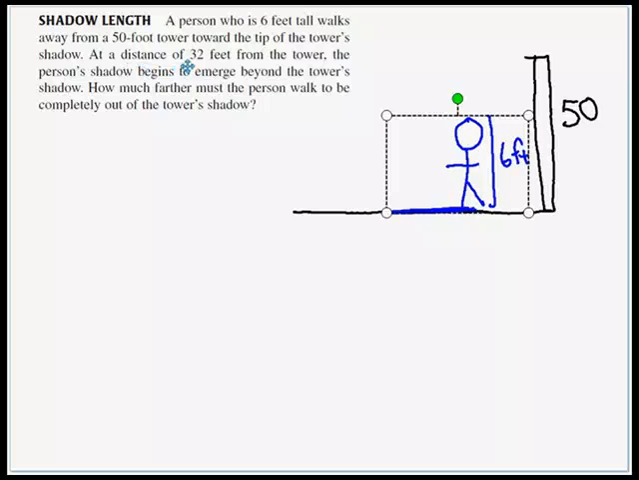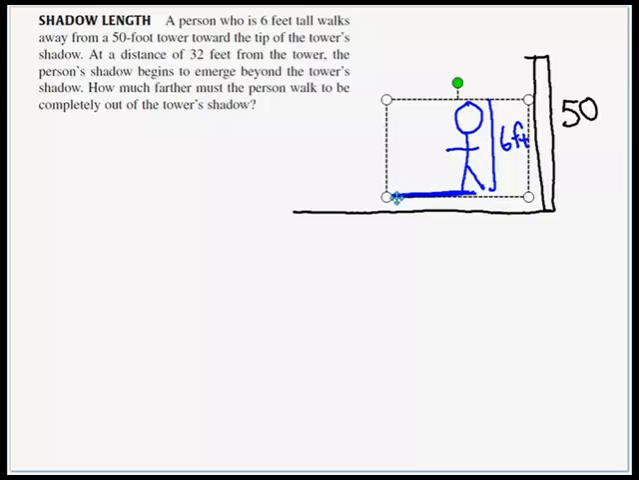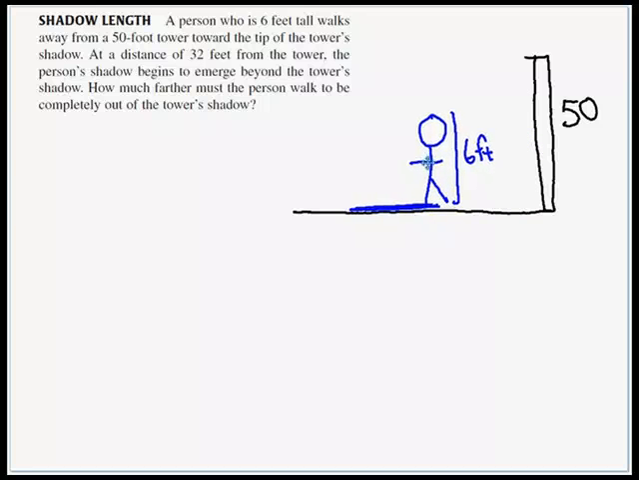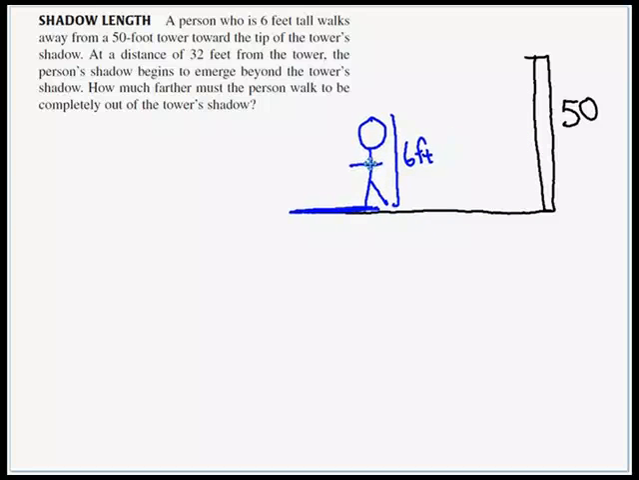And it says at a distance of 32 feet from the tower, the person's shadow begins to emerge beyond the tower shadow. So the guy's shadow here is in blue. The tower shadow is in black. He's walking along, and their shadows are overlapping. And right here, his shadow starts to emerge beyond the tower shadow. So that's where we're going to set our guy down here.